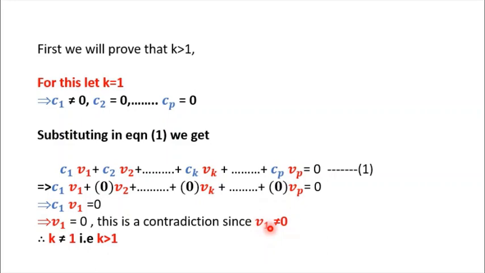Since v1 is a non-zero vector, the set you have taken contains all non-zero vectors. So why are you getting a contradiction? Because you supposed that k is equal to 1. So k is not equal to 1, that is, k must be greater than 1. So we have just defined k and we have put the limits for k. The maximum limit is up to p and the minimum should be greater than 1.